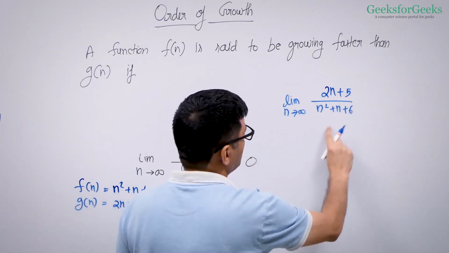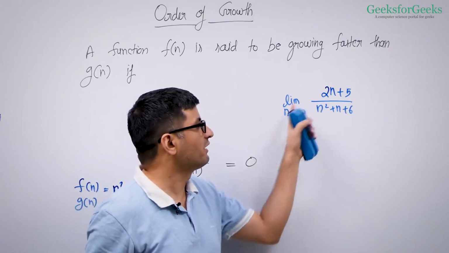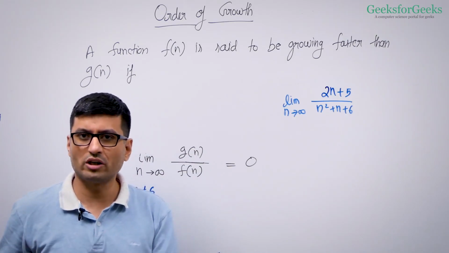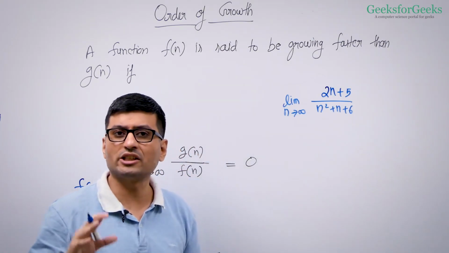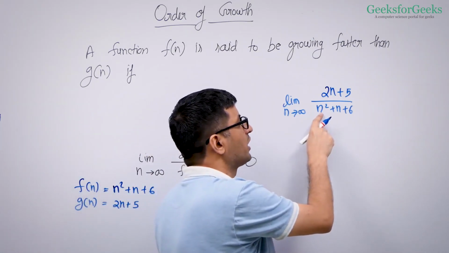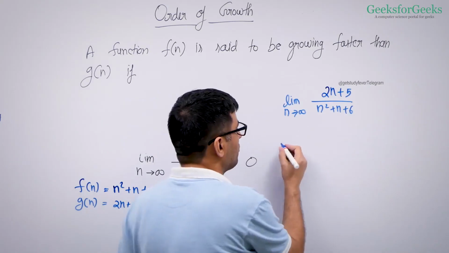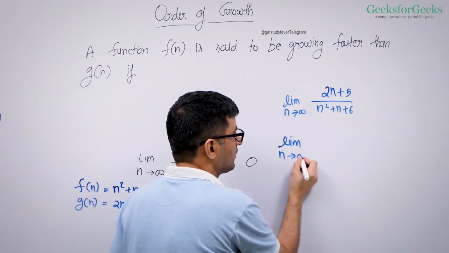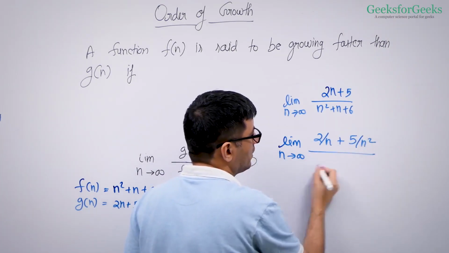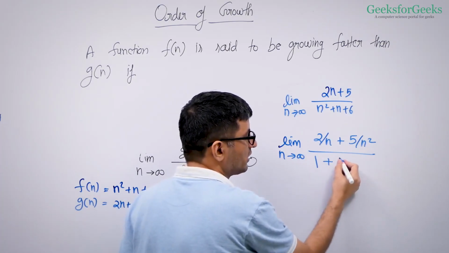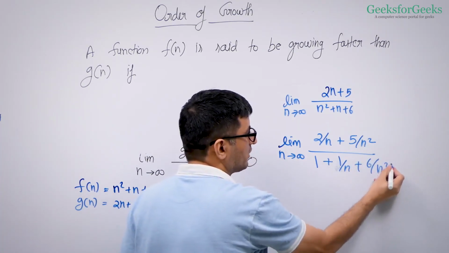So let's talk about this expression's value. The simple idea to compare the order of growth of two functions is to take the highest order term and divide both numerator and denominator by it. The highest growing term is n square. So we divide both numerator and denominator by n square, and what do we get? 2 divided by n plus 5 divided by n square, divided by 1 plus 1 by n plus 6 by n square.